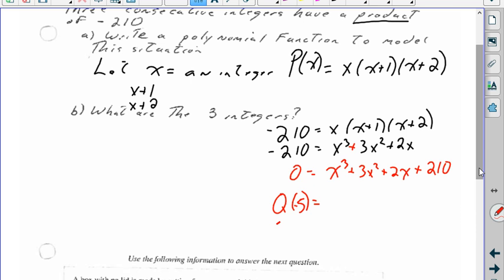How about Q at -7? Okay. Q at -7 gives you 0. Now I don't have to factor anymore. I could. Okay. One solution is -7. So your 3 consecutive integers are -7, -6, and -5.